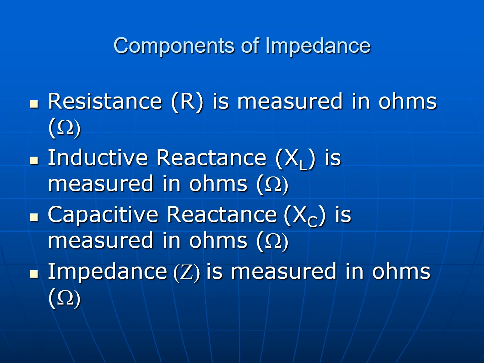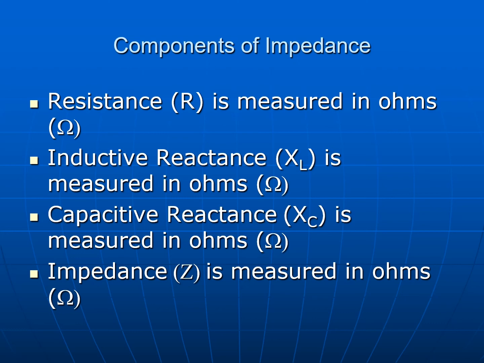When we look at the three different parts of impedance, every part of this is measured in ohms. Our resistance is measured in ohms. Our inductive reactance is measured in ohms and represented by the letters XL. Our capacitive reactance is measured in ohms and represented by the letters XC. And our total impedance is measured in ohms and is represented by the letter Z.